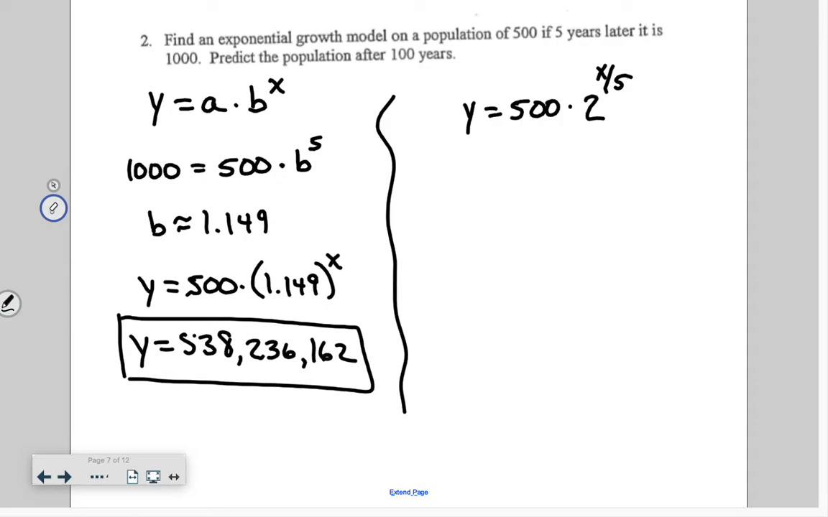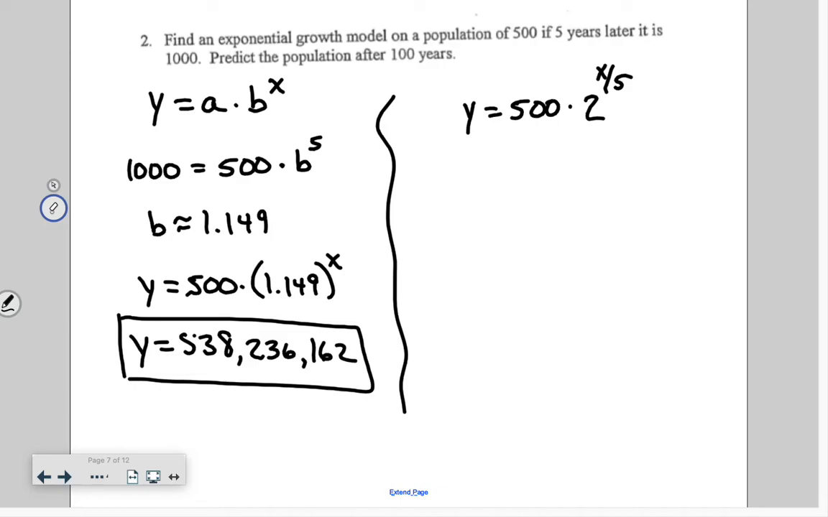So if x is 5, 5 years later, what's the exponent? 1, which means I've then doubled 1 time in 5 years. If x was 10, 10 years later, your exponent then is 2, which means that now it's doubled twice. If x is 15, 15 years later, it's doubled 3 times, and so on. So this is a different way of doing the same problem, where you can factor in the doubling every 5 years. If it doubled every 7 years, it'd be divided by 7.